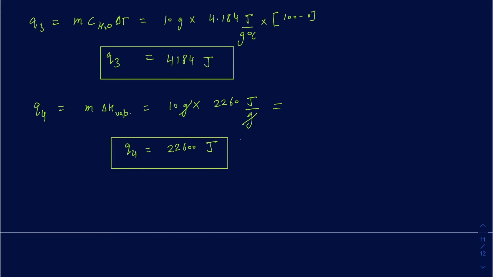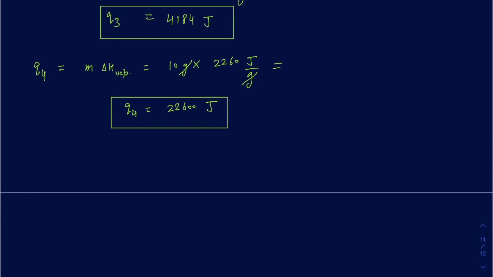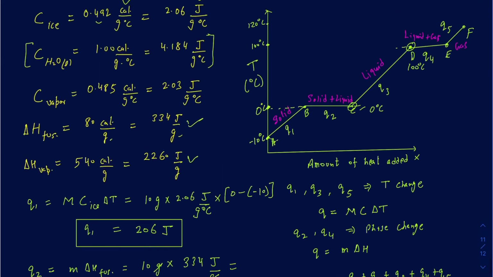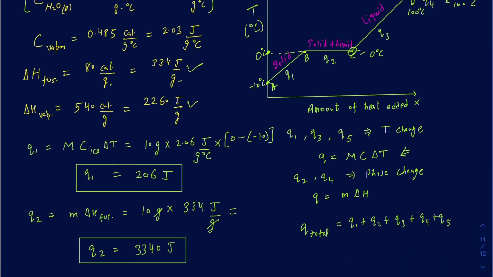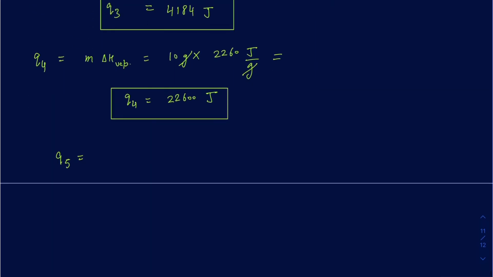Now similarly, we can go ahead and calculate Q5 here. If I go back to the heating curve, Q5 is going from E to F, so when you're going from 100 to 120 degrees Celsius, you're changing the temperature and the phase change doesn't take place, so you're going to be using Q equals MC delta T. Those are the few important things you want to make sure you know before you start doing these questions.